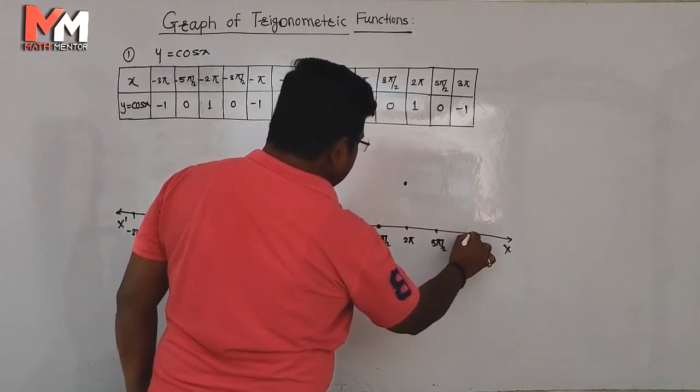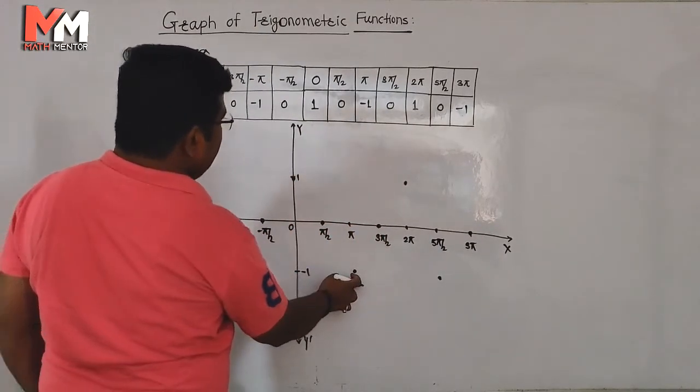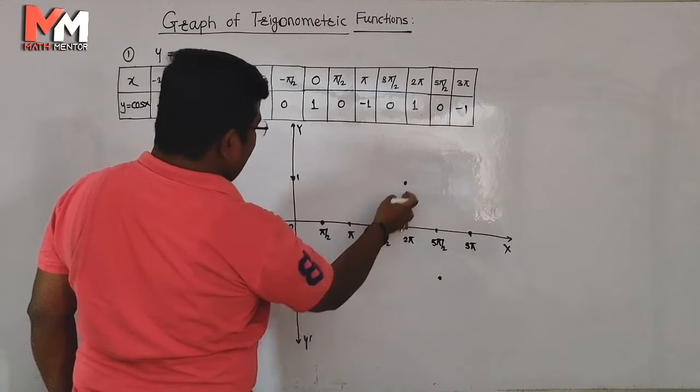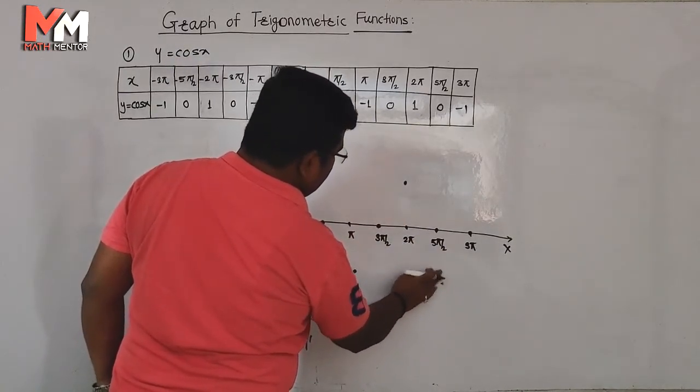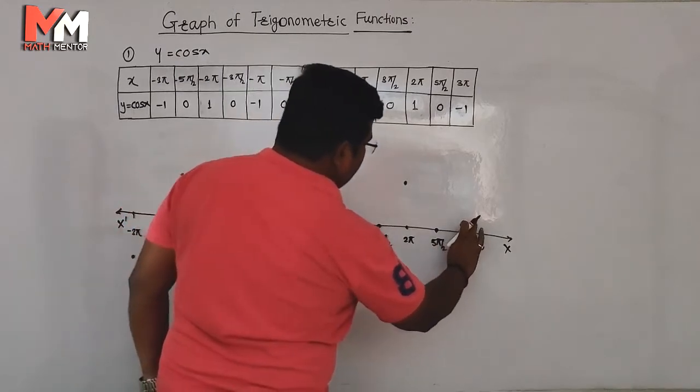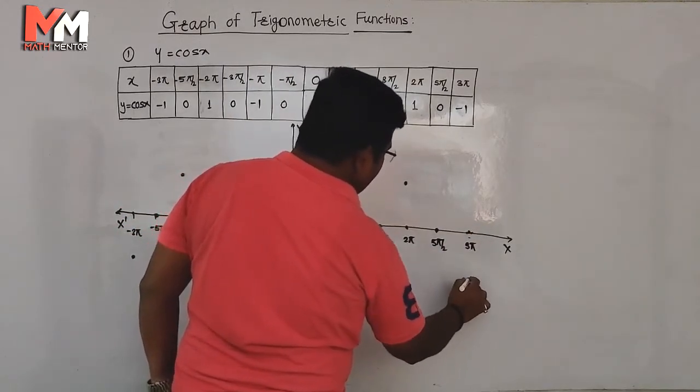Cos 3 pi. Cos pi is minus 1. Cos 3 pi by 2 is 0. Cos 2 pi is 1. Here is 0. Cos 5 pi by 2 is 0. And cos of 3 pi is minus 1.